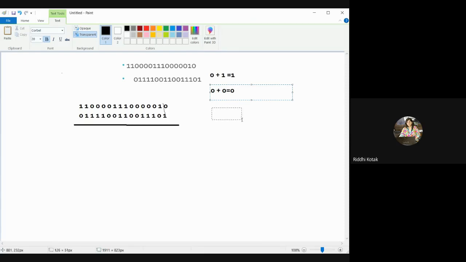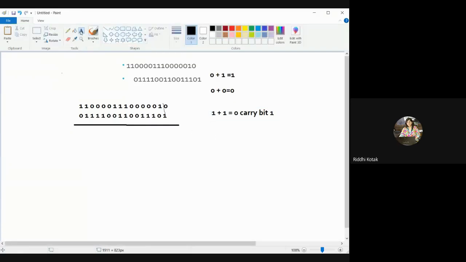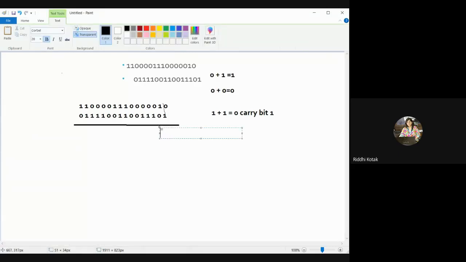Now you have to be extra careful when you have a 1 plus 1. At that time, for that column, you have to put 0 and a carry bit 1. Carry bit means what? Once that point comes, I will cover it over here. Now I will do it one by one. First, I will do this bit only.